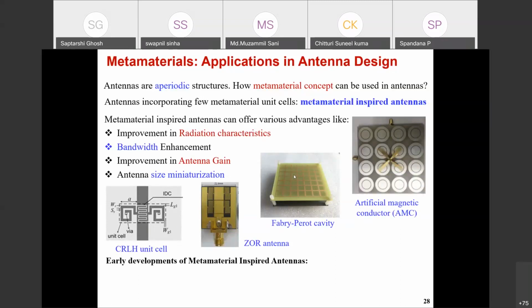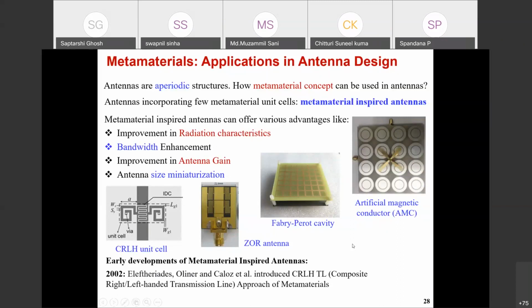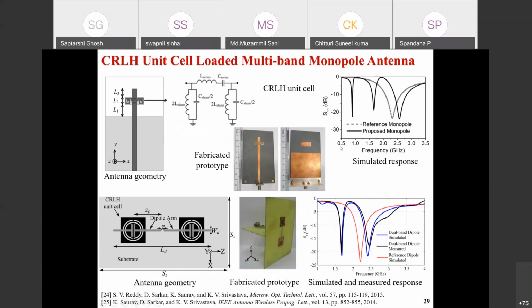There were earlier developments initially in 2002, and at that time Eleftheriades and Caloz, those eminent professors, introduced the CRLH transmission line, that means the composite right-handed, left-handed transmission line approach in metamaterials. They introduced some additional transmission line concepts along with the conventional transmission line concept to improve metamaterial performance. Slowly, in 2003, other approaches appeared, and in this way it has continuously grown. Several structures have been developed based on metamaterial antennas or CRLH transmission line based antennas. Particularly, by using the CRLH transmission line, some additional peaks can be derived. Like, if we consider the simple monopole antenna.